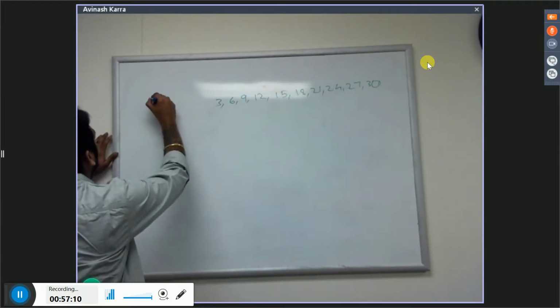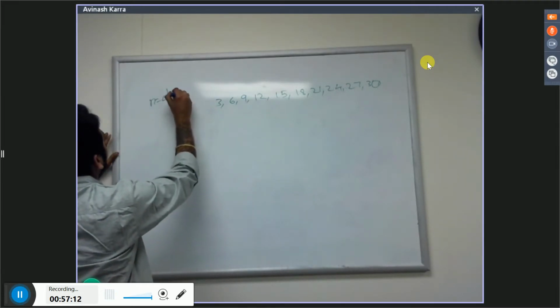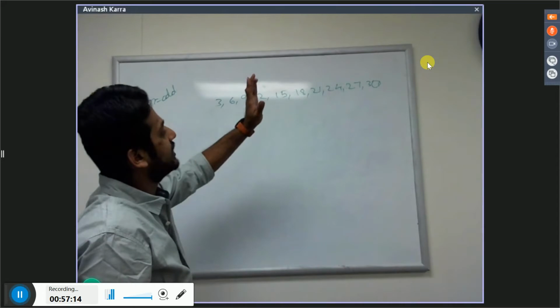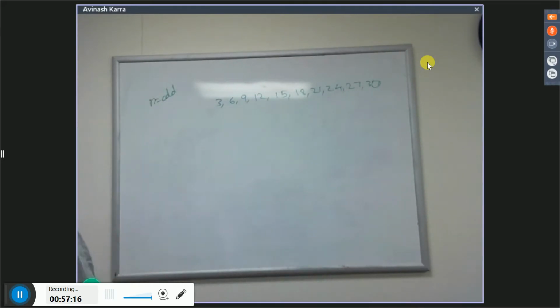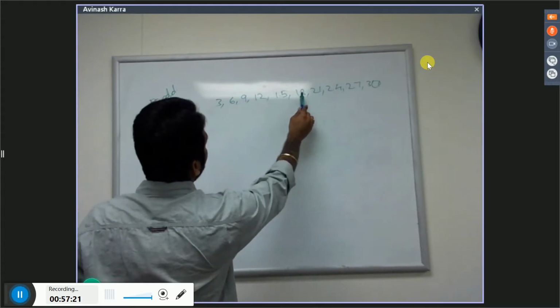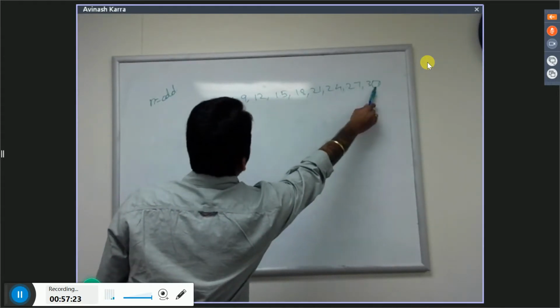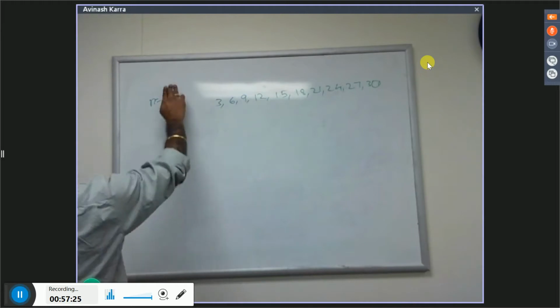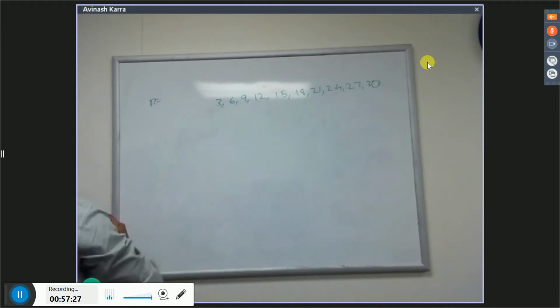If n is odd, the average is nothing but the middle number. What is the middle number over here? How many digits do we have? 1, 2, 3, 4, 5, 6, 7, 8, 9, 10. So, okay. Let us take when n is even.